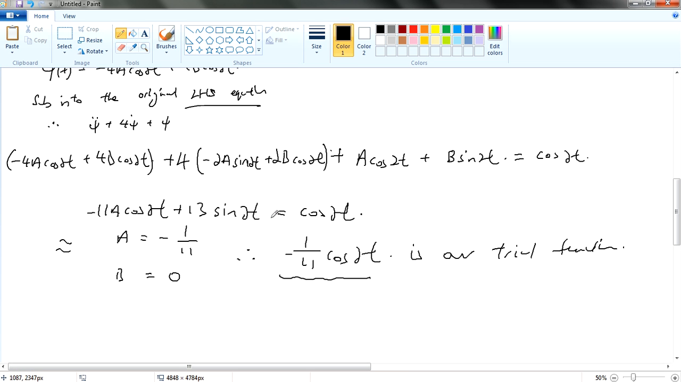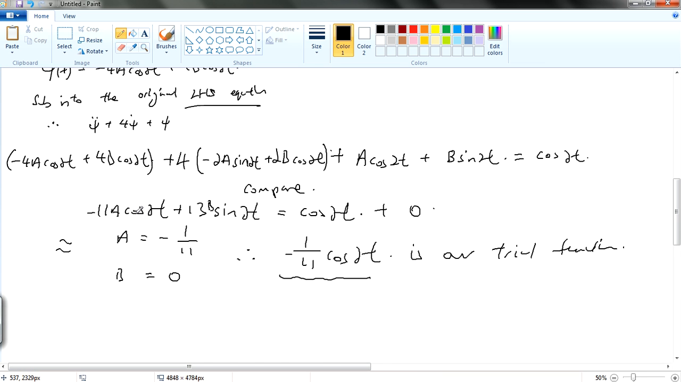And therefore, if you compare, you can compare that the sine 2t portion should be 0. Okay, this is b, and then 13b. So if b is 0, then everything is 0, because you have to compare. Maybe I should write down here. Compare. Okay, and therefore you can see that the sine 2t is actually 0, and then cosine 2t is in terms of this. So minus 11a, so a is actually minus 1 over 11.